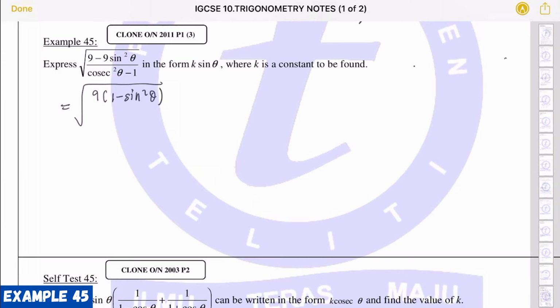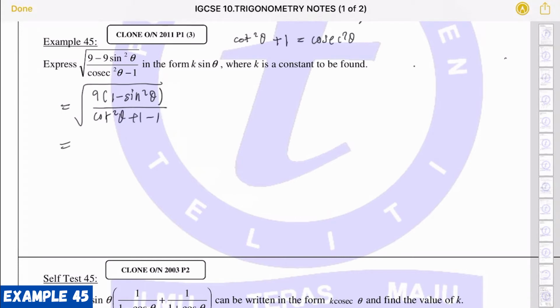Now, how about cosecant? Cosecant, you can choose to change to 1 over sine, but I think it's not necessary. Let's go back to the formula: cotangent square theta plus 1 is cosecant square. So we can change to cotangent if you want. You can also change to 1 over sine if you want. Up to you. I'll just use this for now. So this is cotangent square theta plus 1 minus 1.